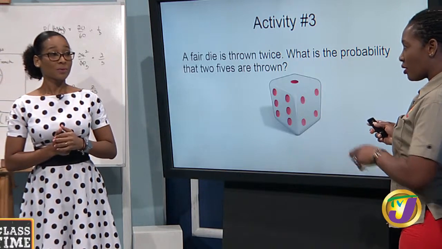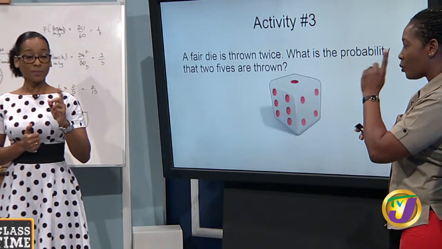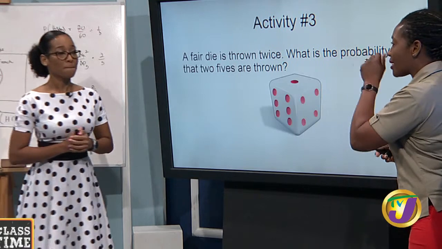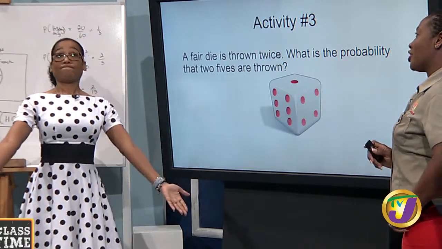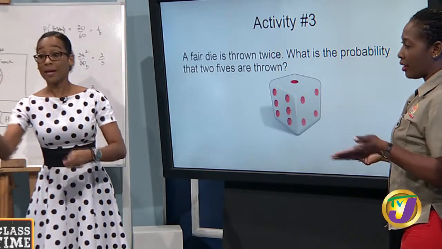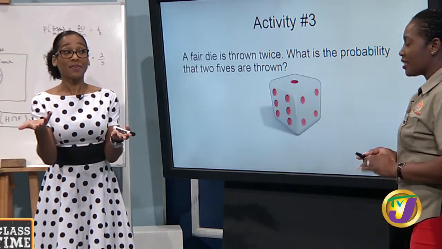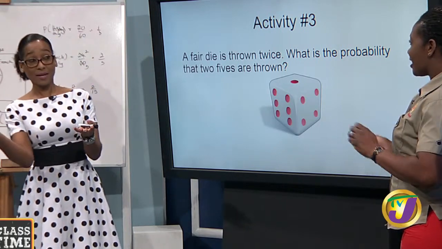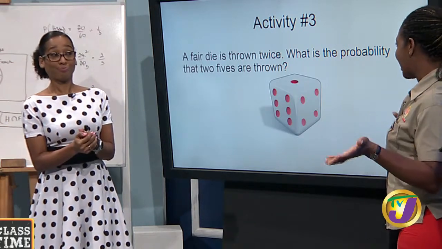So the first throw, the probability of getting the 5 is 1/6. Now I'm throwing it a second time. Does the probability change? It's still going to be 1/6. The die doesn't change; it's the same die with 6 faces. So it's the same 1/6 for the second throw.